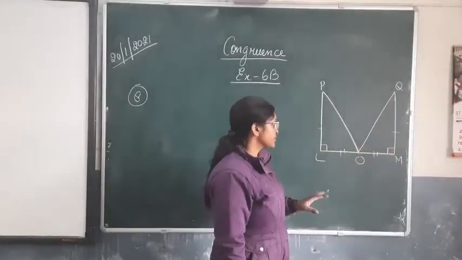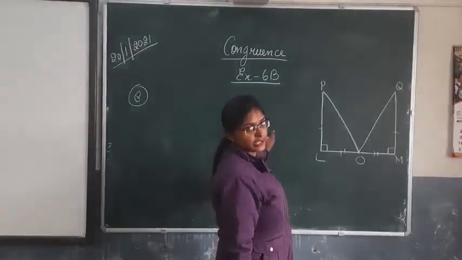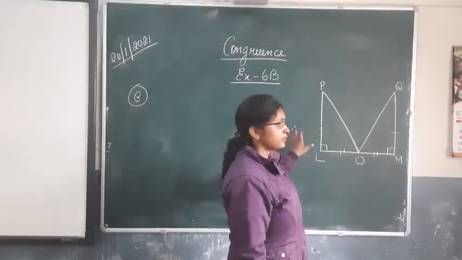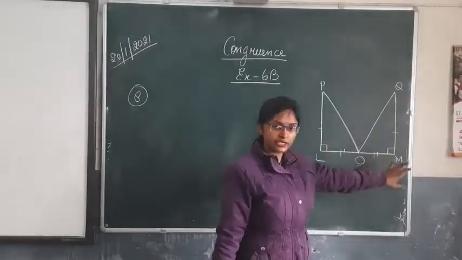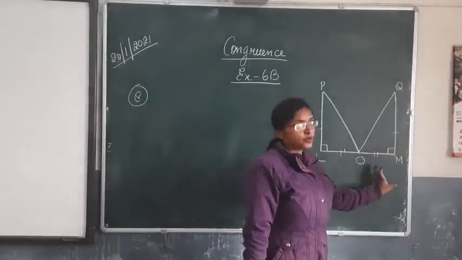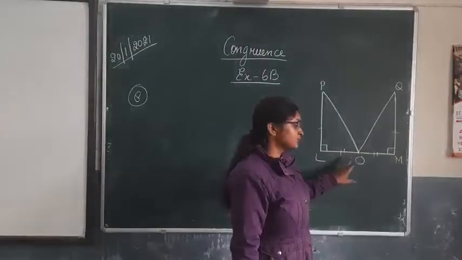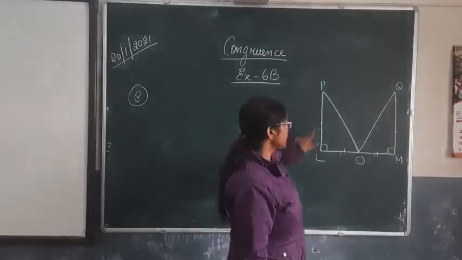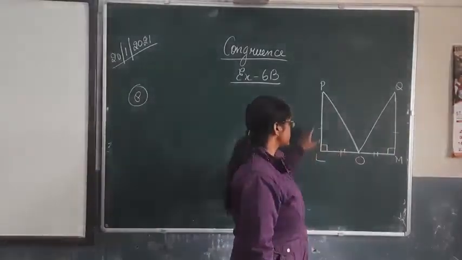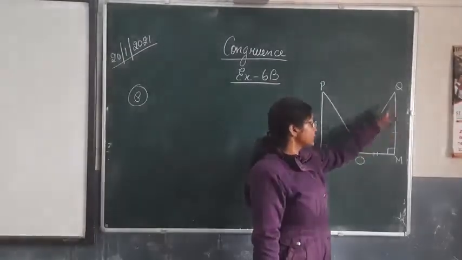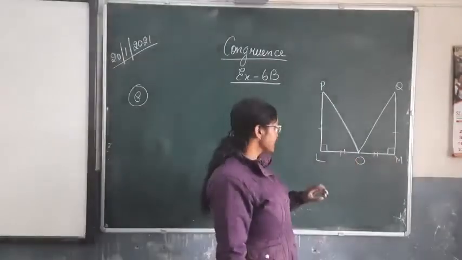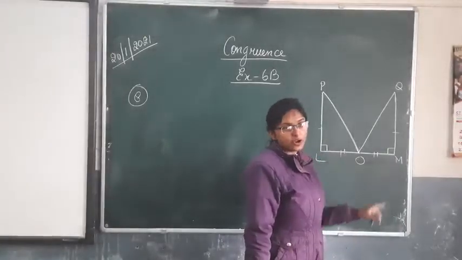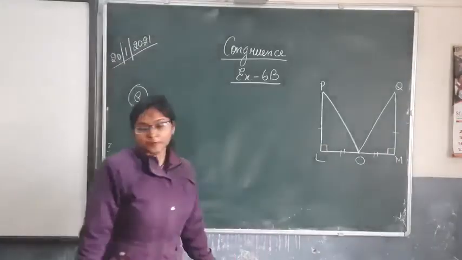Sometimes it is not mentioned in the question that LP is equal to MQ in written form, but when the same kind of dash is made for both the sides, that means they are equal to each other. And OL is equal to OM. This is also given in the question, and two dashes are made, that means the two sides are equal to each other. And PL is perpendicular to OL and QM is perpendicular to OM. That means angle L is 90 degrees, and angle M is also 90 degrees.